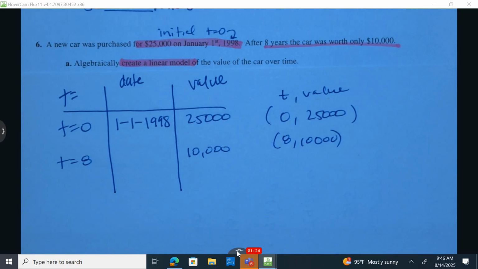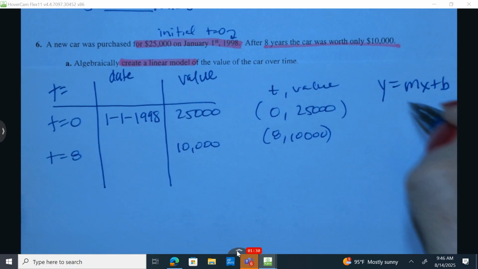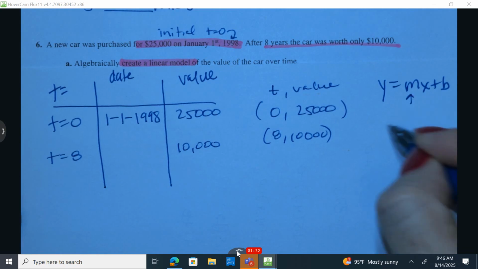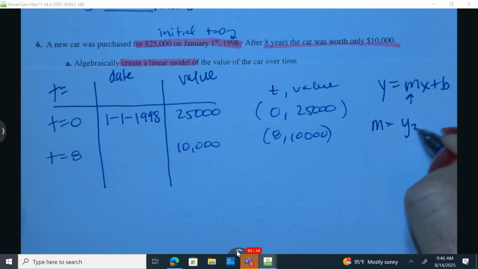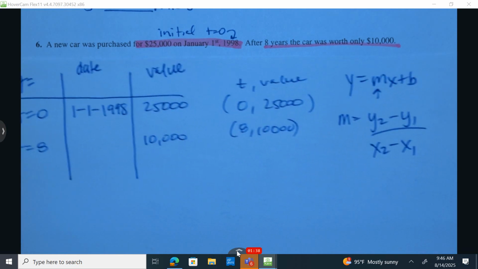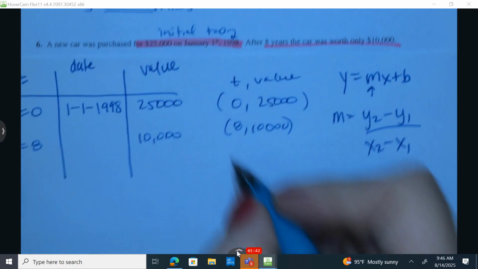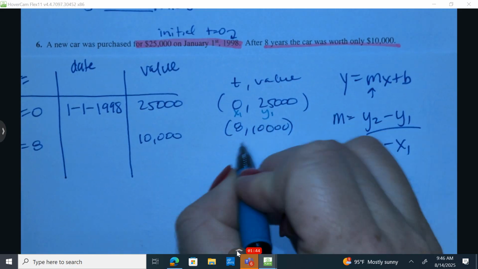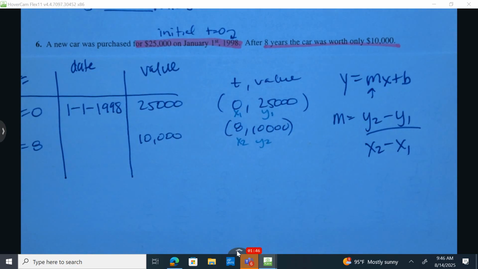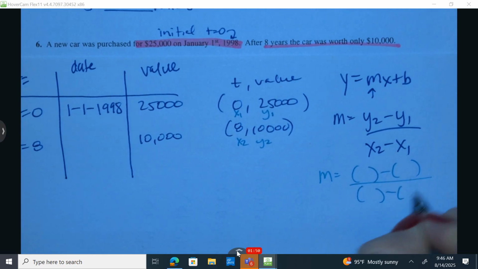Part A wants us to find that linear equation, y equals mx plus b. So I'm going to start by identifying what is the m. So m equals y sub 2 minus y sub 1 over x sub 2 minus x sub 1. Now what's different about this problem compared to number 5 is we only have 2 ordered pairs here. So x sub 1, y sub 1, x sub 2, y sub 2. And as I plug those in, my suggestion always is to put those parentheses in.